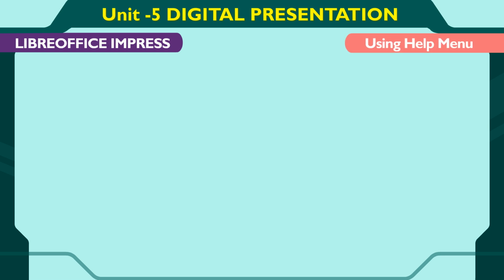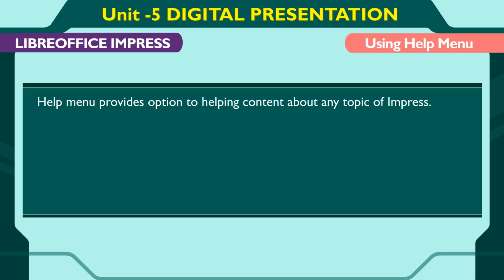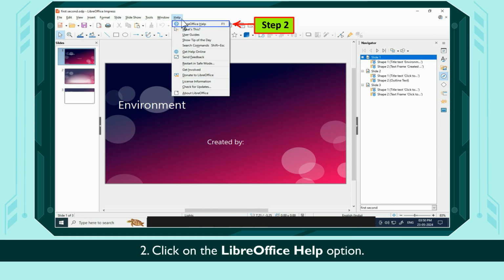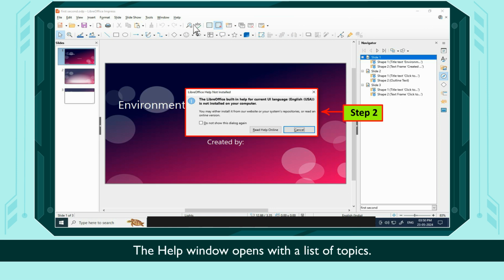Using Help menu. The Help menu provides options for helping content about any topic of interest. For getting help, follow the given steps. 1. Click on the Help menu. 2. Click on the LibreOffice Help option. The Help window opens with a list of topics.